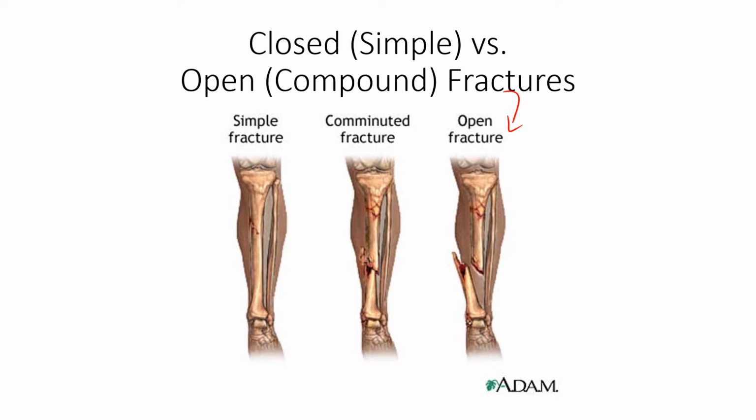Closed fractures are called simple fractures. Well, they're simple in the aspect that they haven't had a bone poke through the skin, and that means that the bone is in place inside the body. That doesn't mean it's any less complicated, it just simply means that it is not poking through the skin.